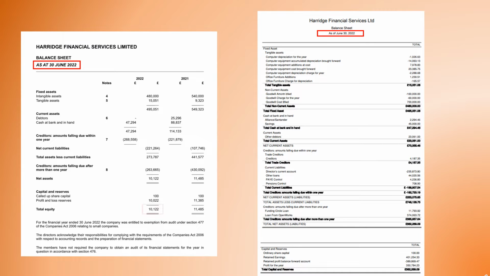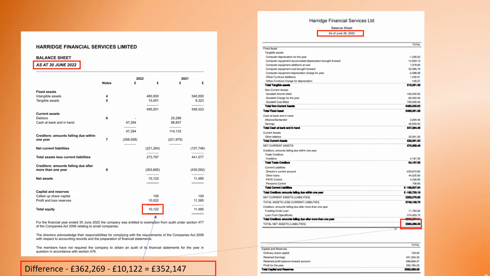The accounts in CCH show total reserves of 10,122, whereas the accounts shown in QuickBooks show reserves of 362,269. So we have a difference of £352,147, which we need to adjust for to bring QuickBooks in line with CCH.